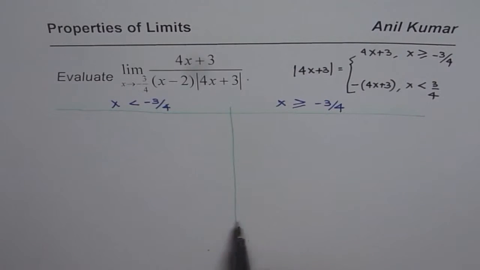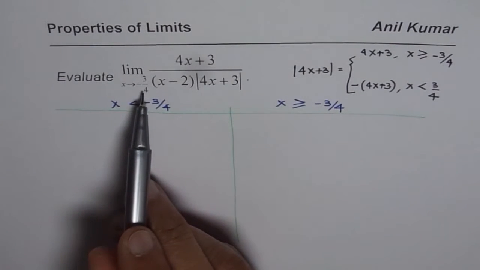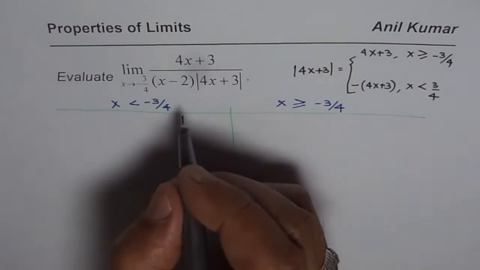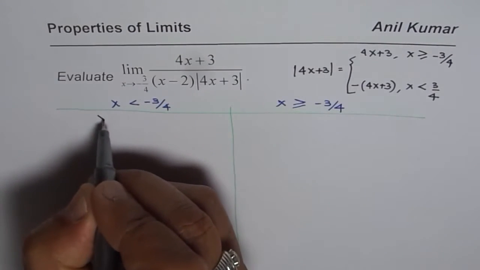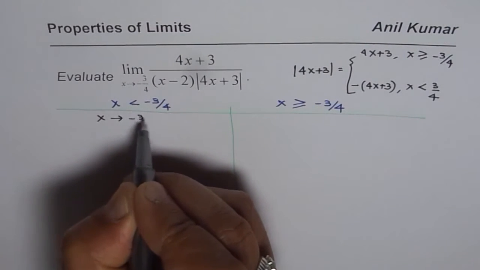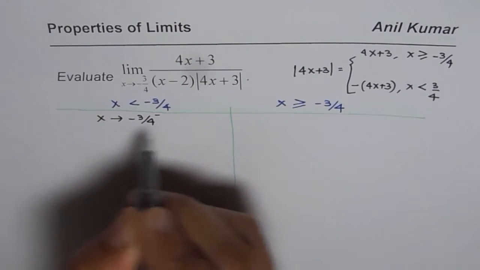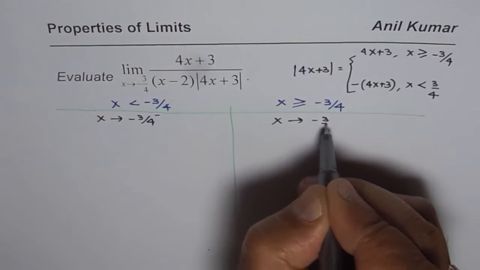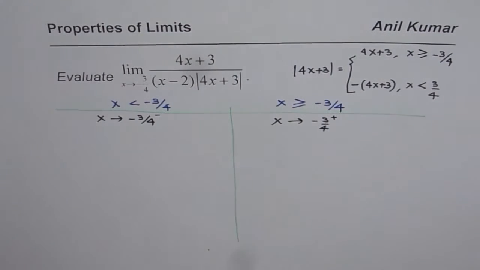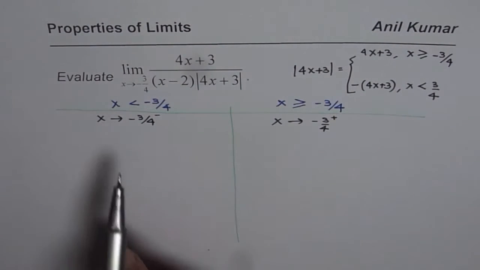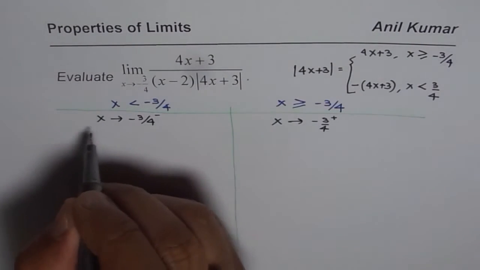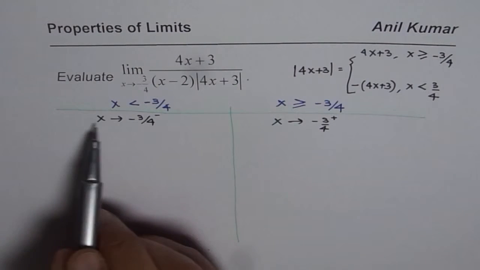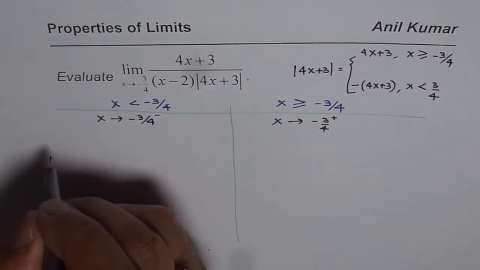Both should be exactly the same when we are approaching minus 3 over 4. So when we say less than this, what are we saying actually? We are saying that x is approaching minus 3 over 4 from the left side, which is minus. In this other case, x is approaching minus 3 over 4 from the right side, so plus. So let's find both the limits. This is what we're trying to find.